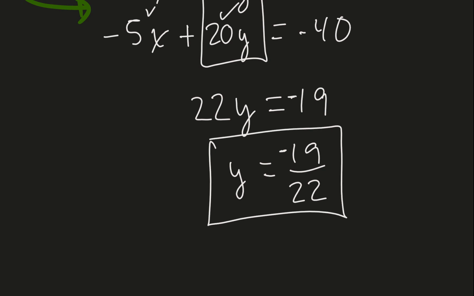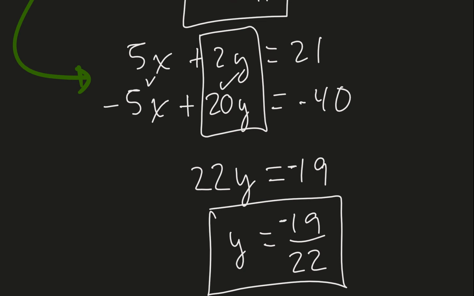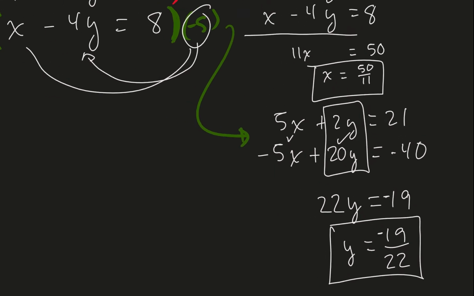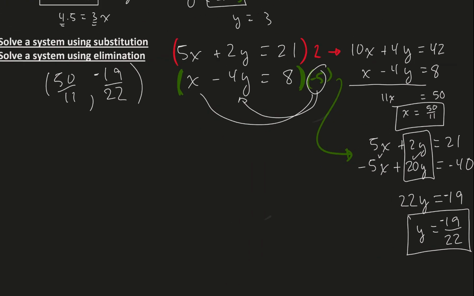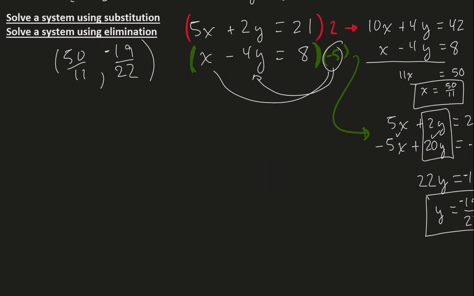And you can see it was two arithmetic errors, right? One of them was positive 21 minus 40 is negative 19, and the other error was negative 5 times negative 4 should have been positive 20, and I wrote positive 22. All right, so that's a look at solving systems using both substitution and elimination.